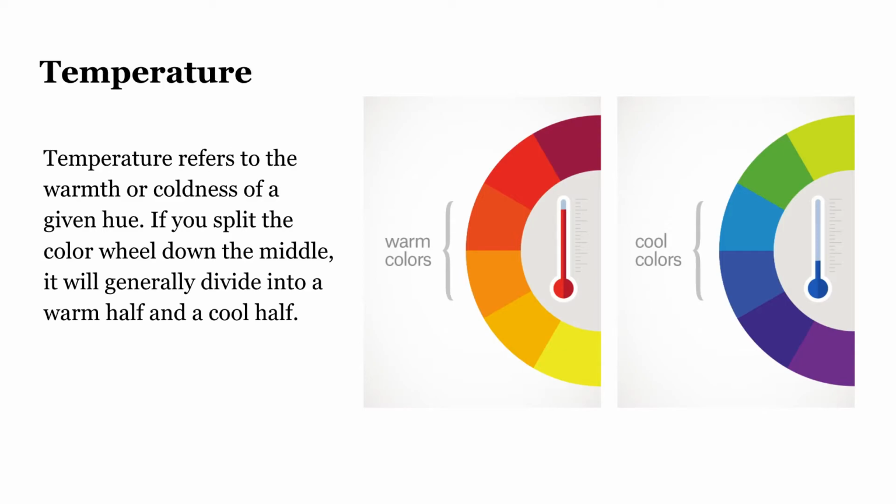Okay, so yes, temperature refers to the warmth or coldness of a given hue. If we remember, if we split the color wheel down the middle, it will generally divide into a warm half and a cool half. That being said, there are exceptions, like we can have a cool red or a warm blue, but that's always in relativity and context, so we have to compare colors to determine if they're warm or cold.